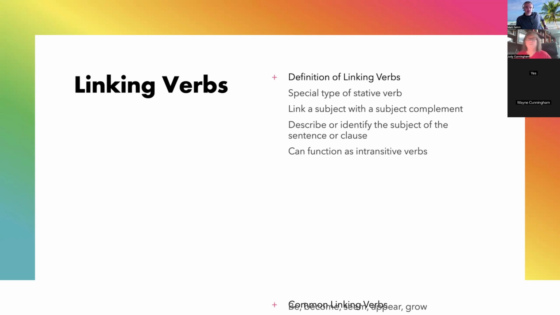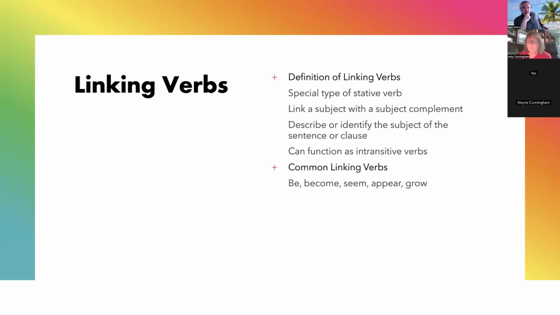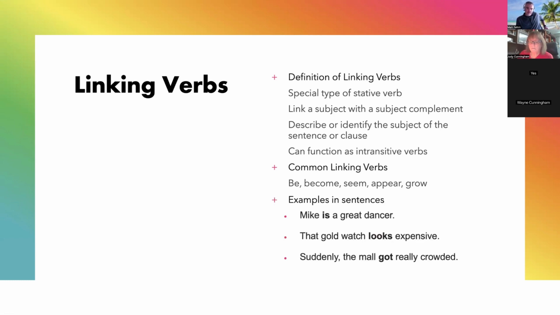Linking verbs. It's kind of a subtype of a stative verb. It links the subject and the subject complement. It can describe or identify the subject of a sentence or clause, and can function as an intransitive verb. Some common ones: be, become, seem, appear, grow. Mike is a great dancer. That gold watch looks expensive. Suddenly the mall got really crowded. So it's linking something together.